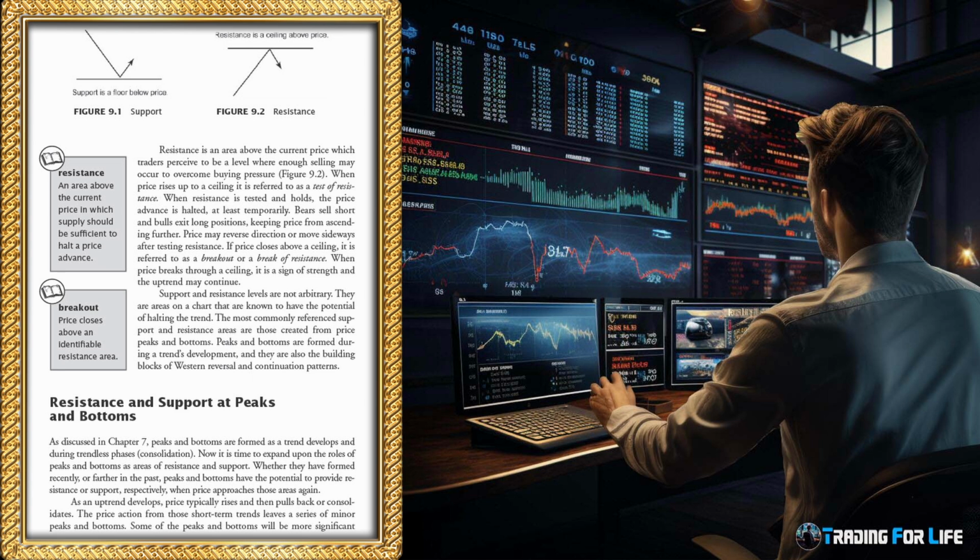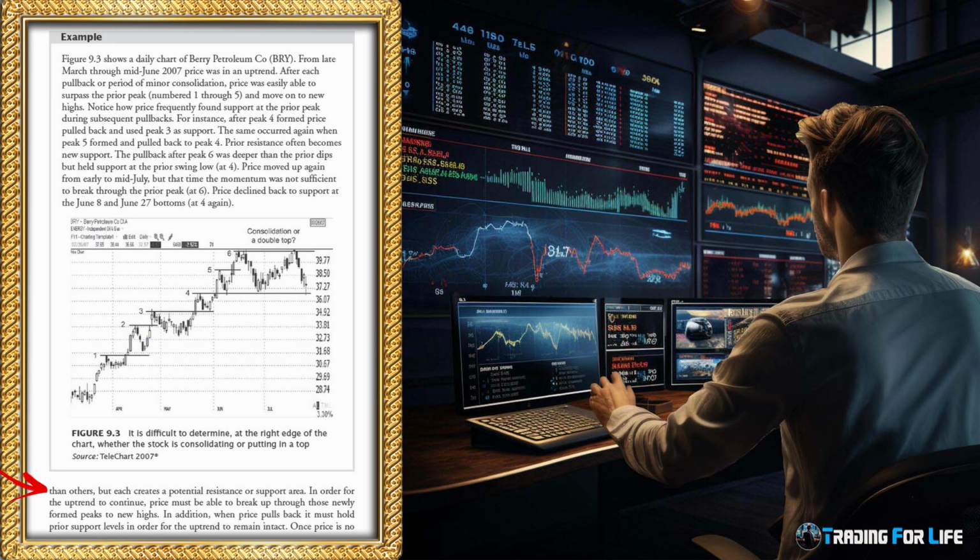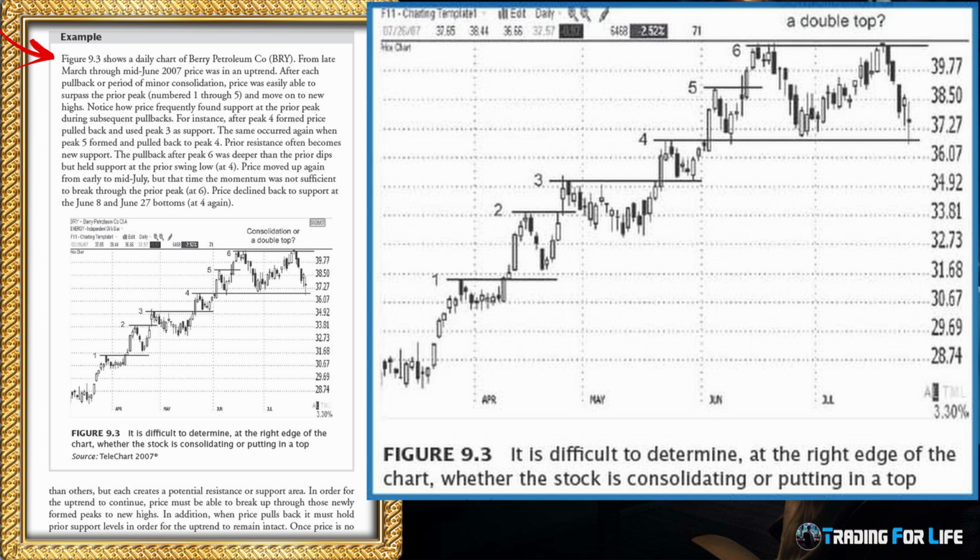As an uptrend develops, price typically rises and then pulls back or consolidates. The price action from those short-term trends leaves a series of minor peaks and bottoms. Some of the peaks and bottoms will be more significant than others, but each creates a potential resistance or support area. Example: Figure 9.3 shows a daily chart of Berry Petroleum Company. From late March through mid-June 2007, price was in an uptrend.